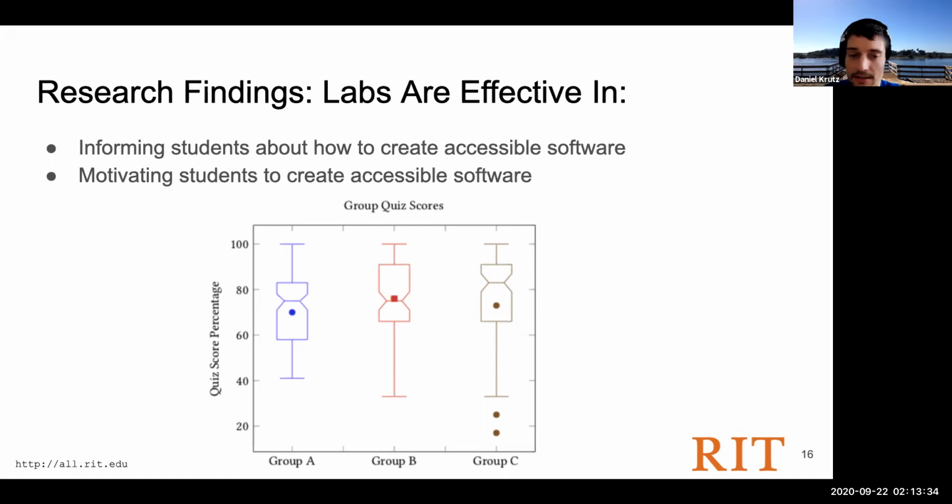So I won't go through all the findings of the papers, but the primary findings that I'll talk about today is we found the labs are effective from a statistical standpoint using a t-test. They're effective in informing students about how to create accessible software. They're also very effective in motivating students to create accessible software. Because again, I think the two are very important. If you have students that know how to create accessible software, but they're not very motivated, I think you're losing quite a bit. So I think you want to have students that have basic foundational skills about how to create accessible software, but they're also motivated to create it. So they understand why creating accessible software is important.